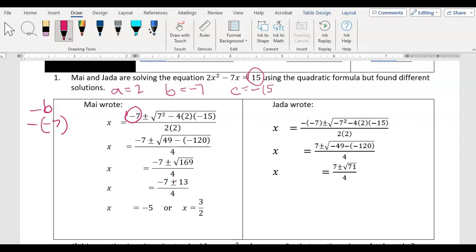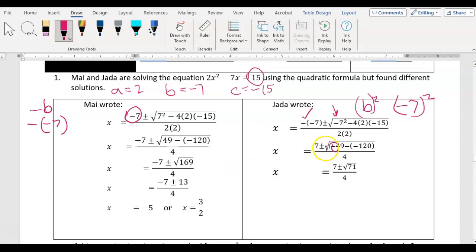Let's take a look at Jada and see what Jada did. So Jada put the negative 7. All right, so that part checks out. Plus or minus the square root of negative 7 squared minus 4 times 2 times negative 15. All right, now notice here, remember what I keep telling you, underneath that radical, use parentheses, because Jada then wrote that negative 7 squared is negative 49. But remember that this is b squared, so it's all of b. So negative 7 squared is negative 7 times negative 7, which is positive 49.